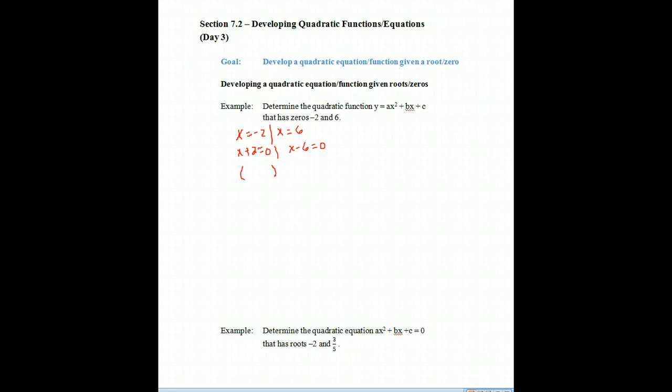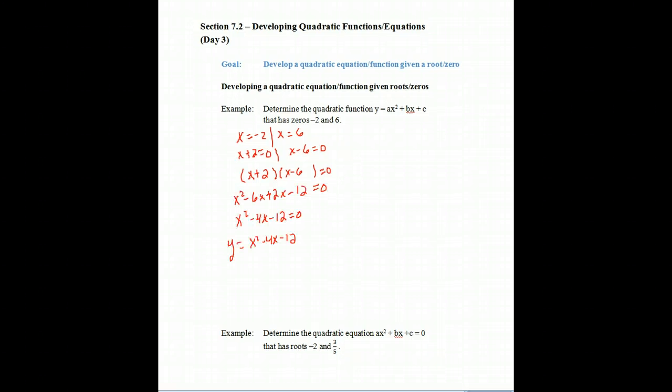Now, applying the zero property in reverse, you would have had this equals 0. Now we multiply out everything here. So working it back out, here's our answer. Here's our equation in standard form. Now if we factor this back down, we will come back.